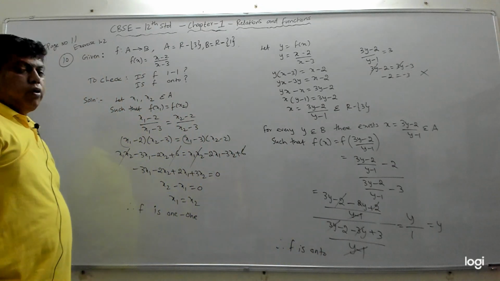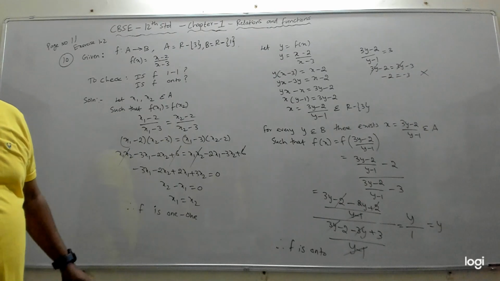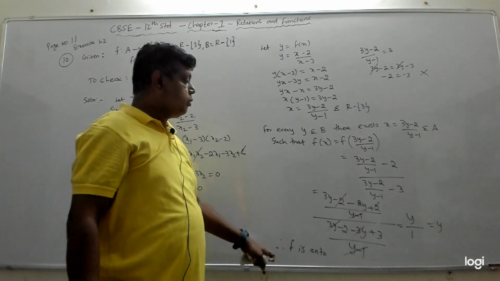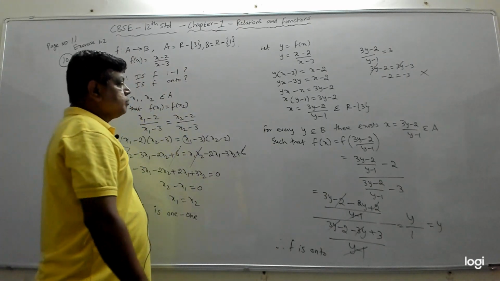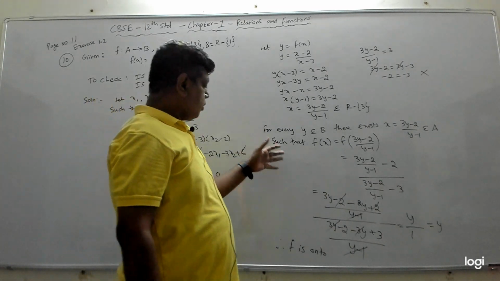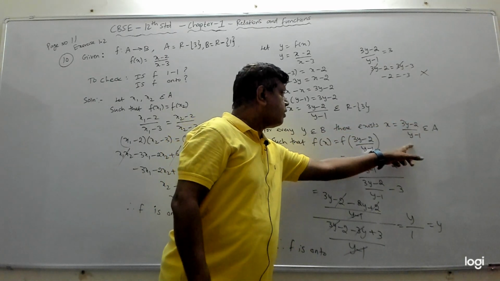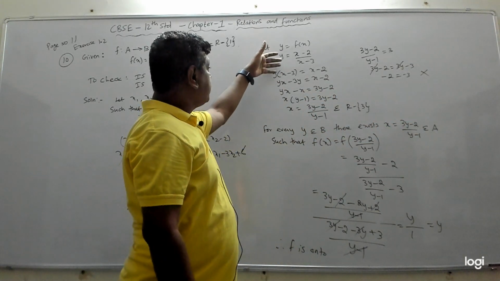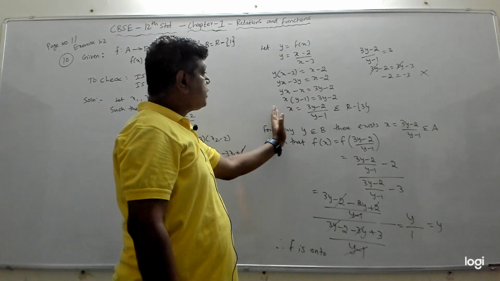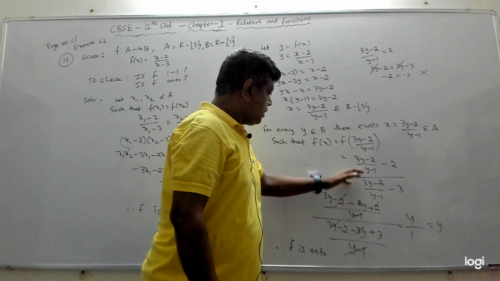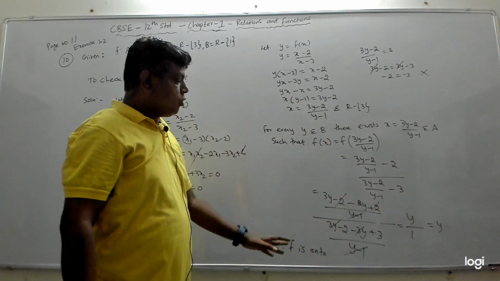Therefore, f is onto. So both f is 1 to 1 and onto. This given function is both a 1 to 1 and onto function, because it is onto: for every y in B there exists x. How did we get this? By letting y equal to this, solving and getting x on one side and throwing all the y to the other side. You will get this, then find f of x, and that will be equal to y. Therefore, it is onto.